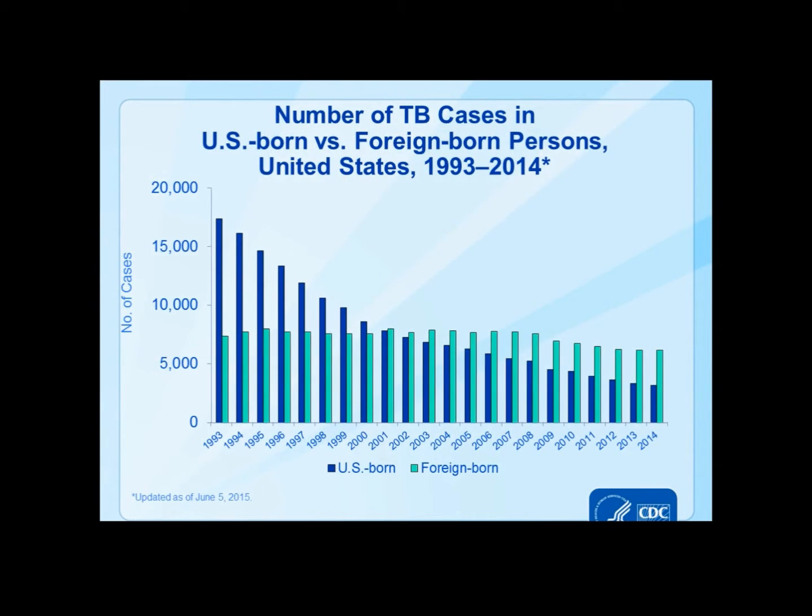So I wanted to throw this in here so you can see visually what's happened since the early 90s, where TB case rates were really very high. You see in the dark blue, those are all US born, and then the light blue are foreign born. So you can see the trends. The numbers are coming down for the US born, and they're coming down a little bit for foreign born, but that's still where the highest population of TB cases are.